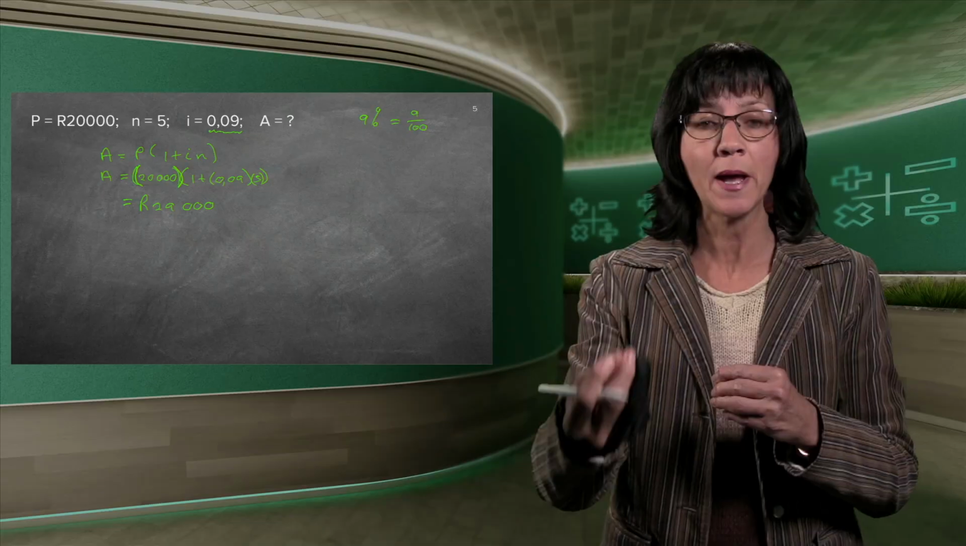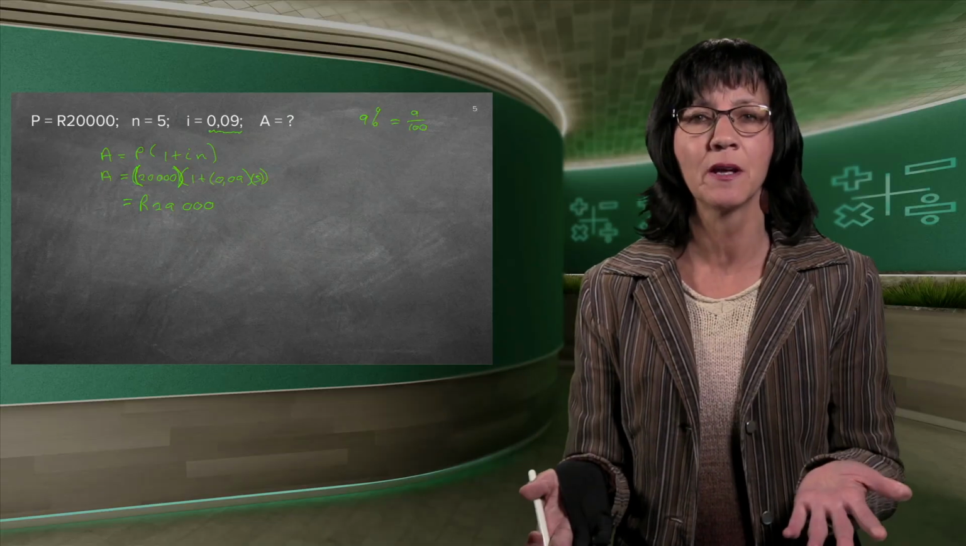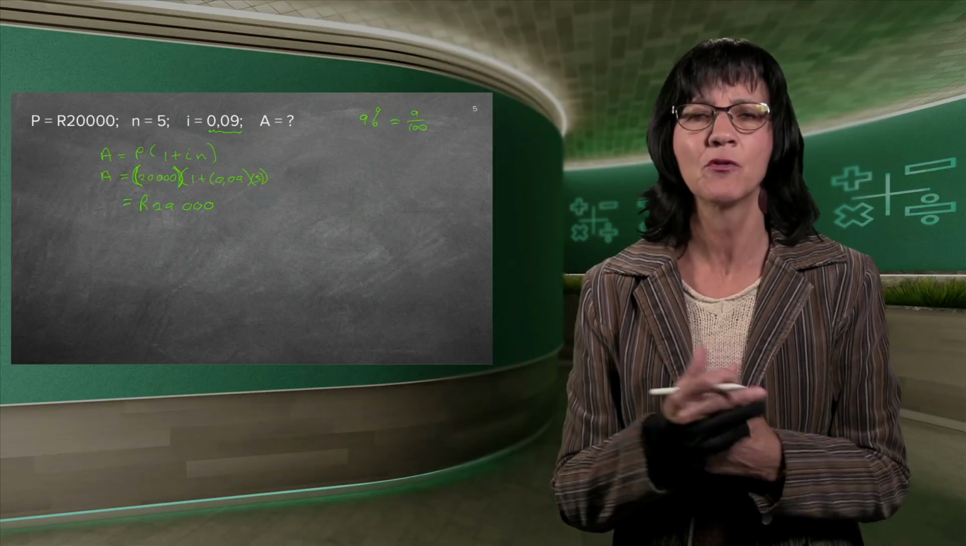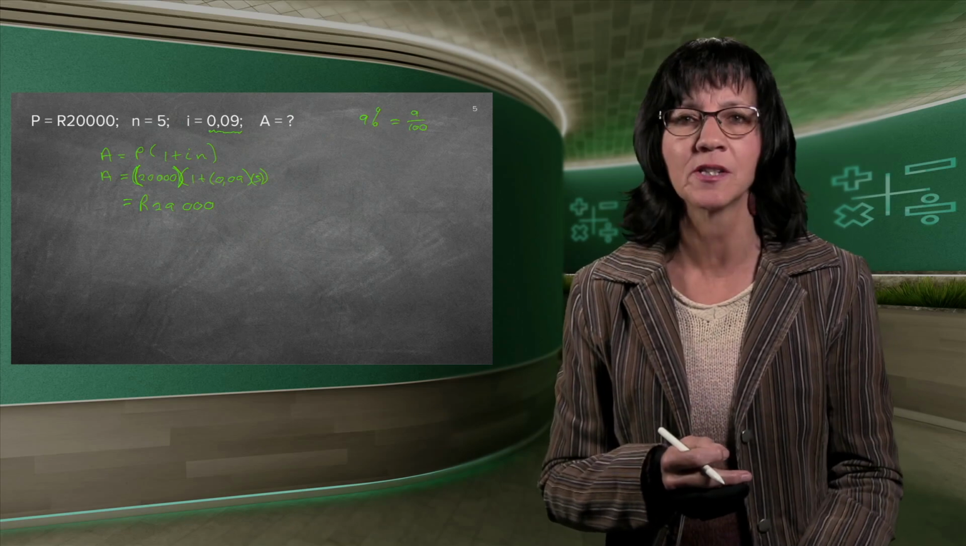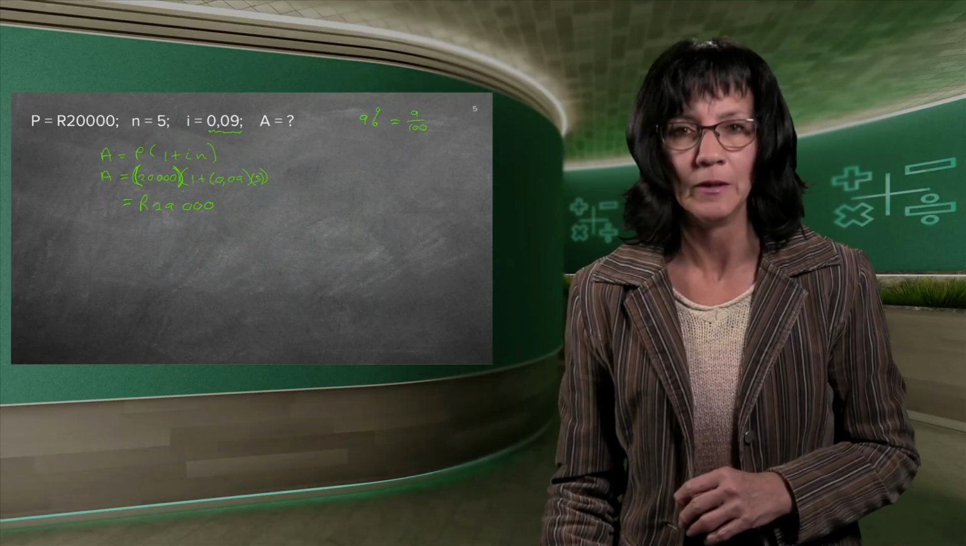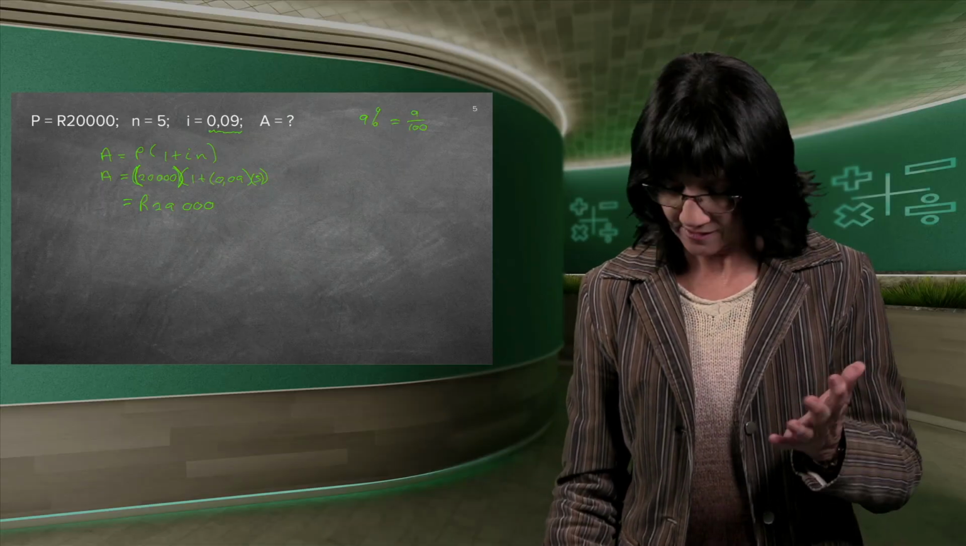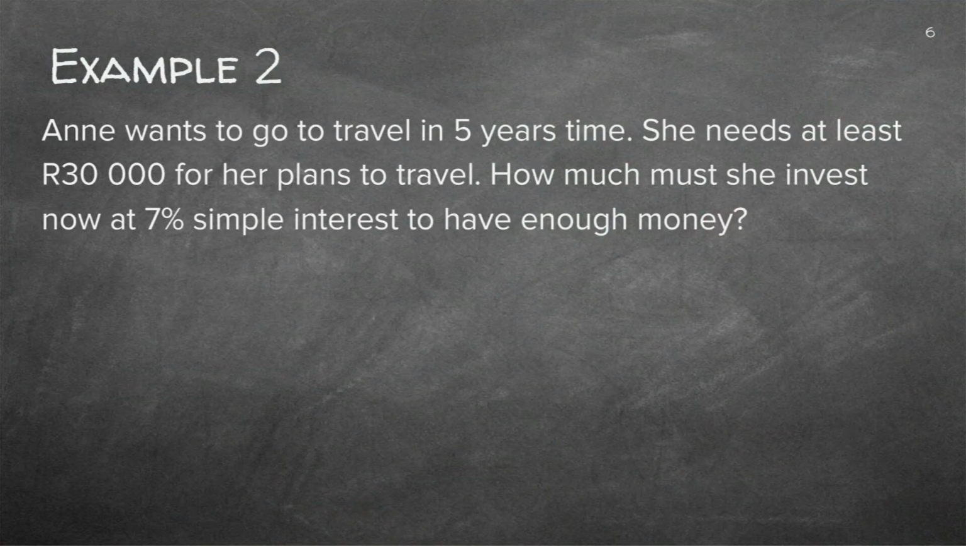So you need more money. You started with 20,000. Is 29,000 more? Yes, and it seems a reasonable amount more. So it seems like it's fine. You can just leave it like that. Good. That's how easy simple interest is. Let's look at the next one.